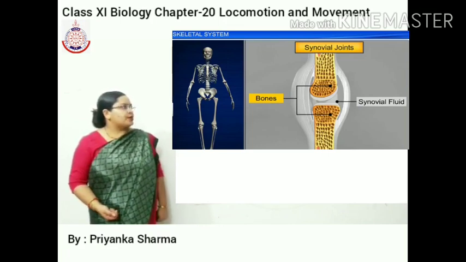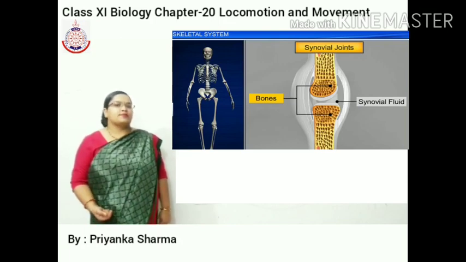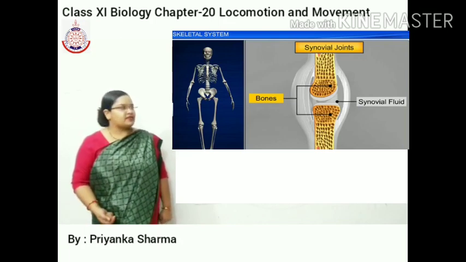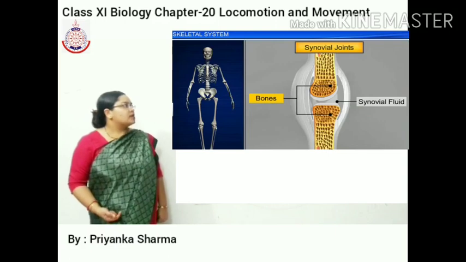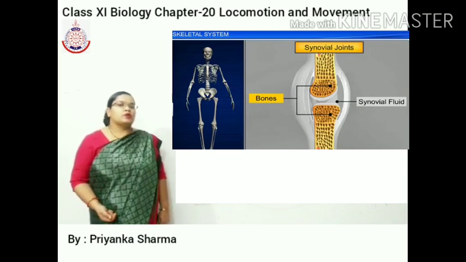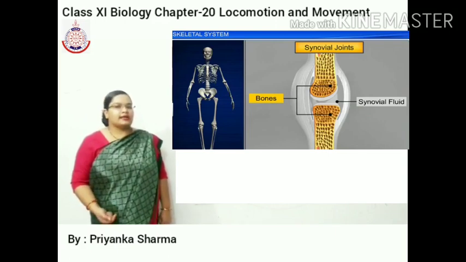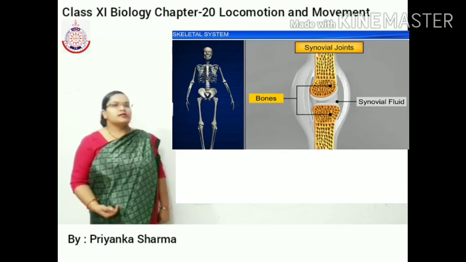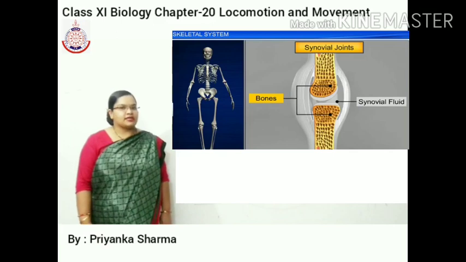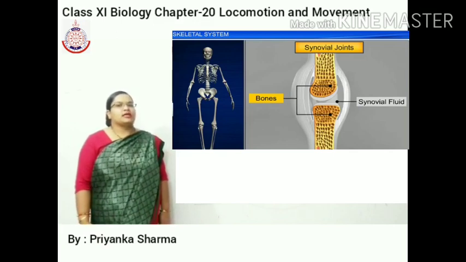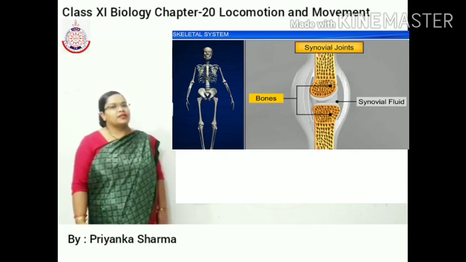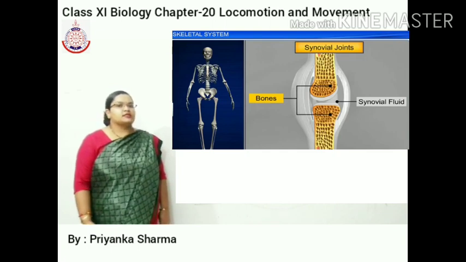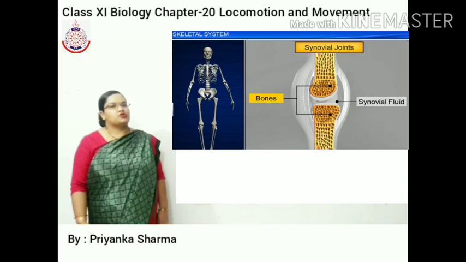This synovial joint is characterized by the presence of a fluid-filled cavity. You can see in the diagram, the fluid-filled cavity is known as the synovial cavity. And this synovial cavity is filled with synovial fluid, which is present between the articulating surfaces of the two bones. This joint is also known as freely movable joint.